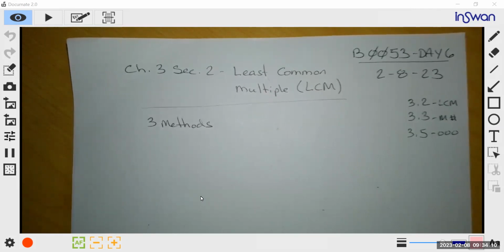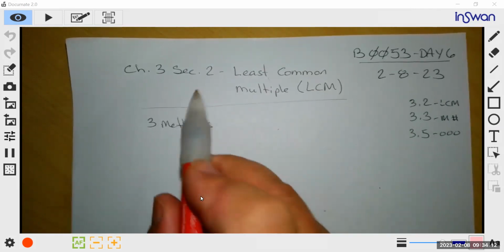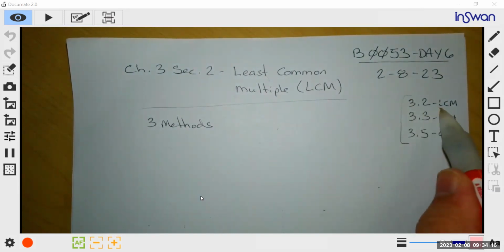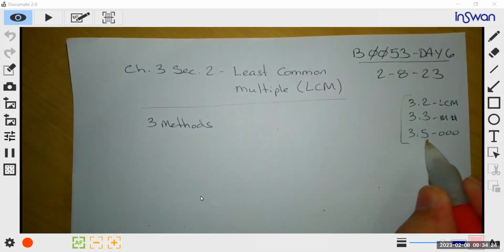We're going to try to finish chapter 3 today. We're going to try to do these 3 sections. 3.2 is the least common multiple. Section 3 is mixed numbers, adding and subtracting mixed numbers. And section 5 deals with the order of operations with fractions. However far we get. If not, then we'll finish it Monday and then we'll start chapter 4 also on Monday.